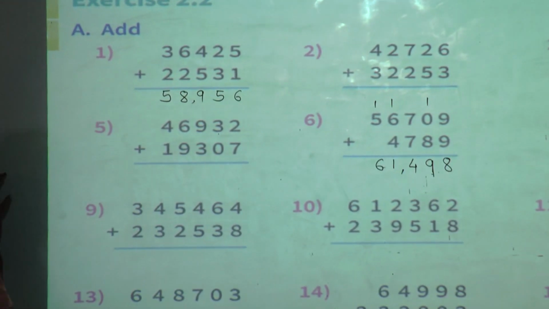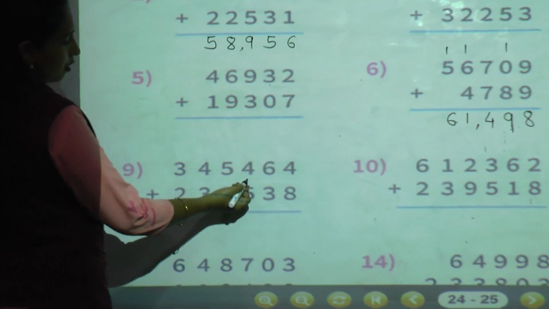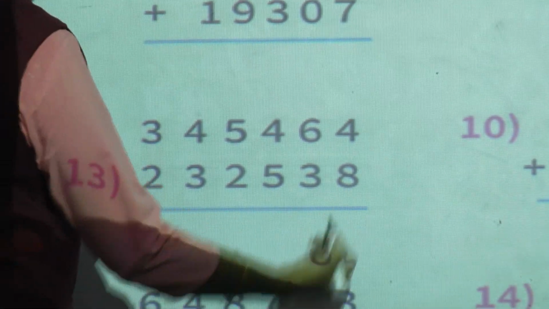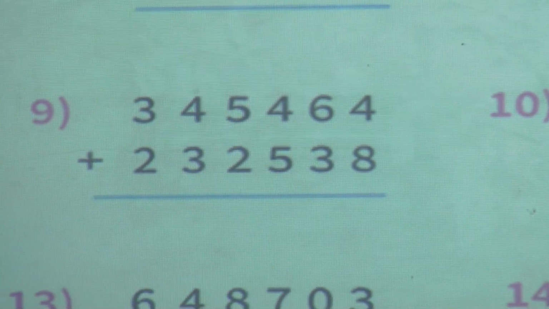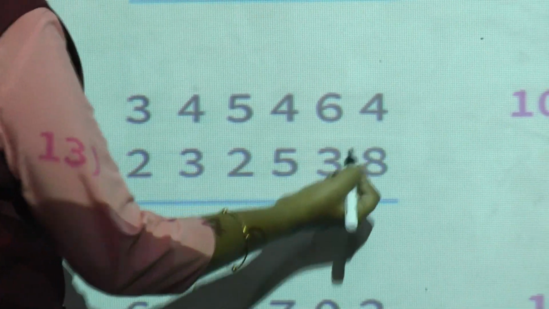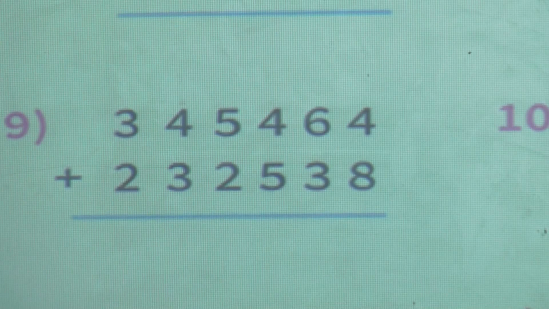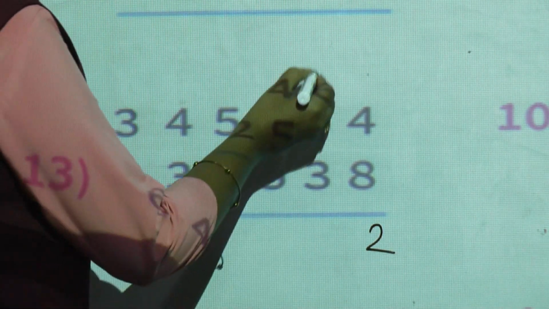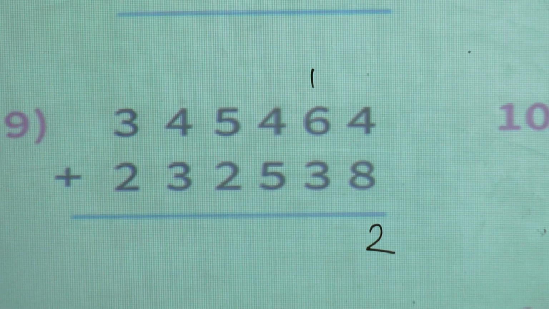See the ninth question. 3,45,464 and 2,32,538. Now we will add 4 plus 8. Tell me students, 4 plus 8 is 12. So write 2 on 1's place. 1 will carry to 10's place.